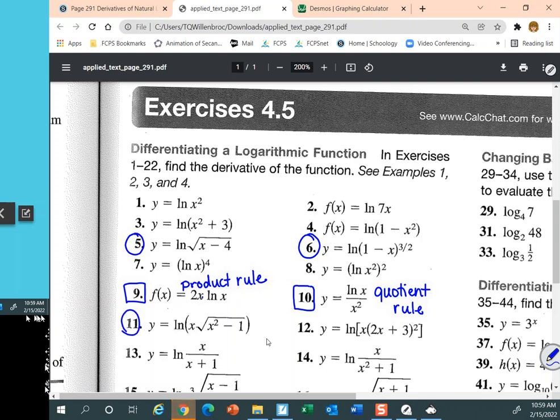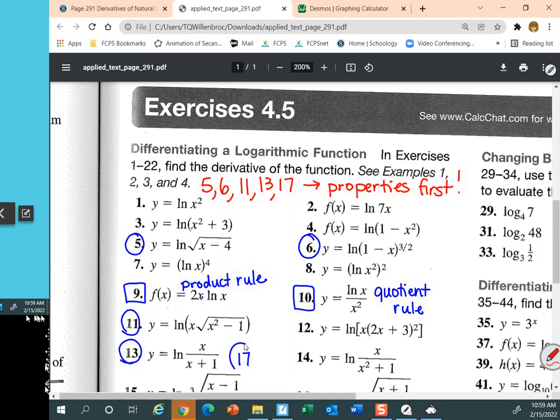But 11 and 13 and 17 would all benefit from a rewrite first. So 5 and 6 and 11 and 13 and 17, I'm going to give you a heads up. Think about properties first and rewriting before you try to hit those with your derivatives. 1, 2, 3, 4, pretty straightforward. 9 and 10, product and quotient rules.